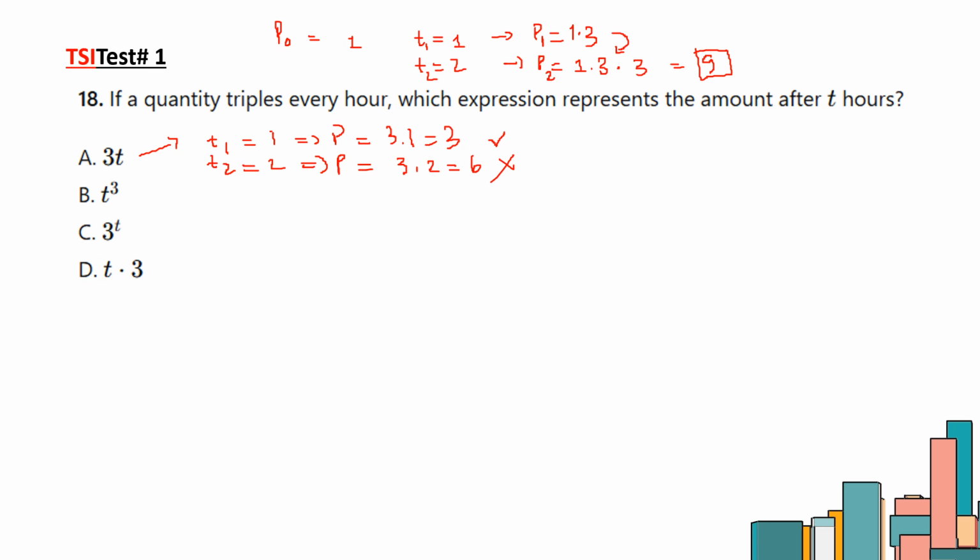Okay, so t to the power of 3: at t equals 1, you have 1 cubed. So p will be equal to 1, and it's not correct. It has to be 3. After 1 hour, you have 3. It triples, so it will be multiplied by 3.